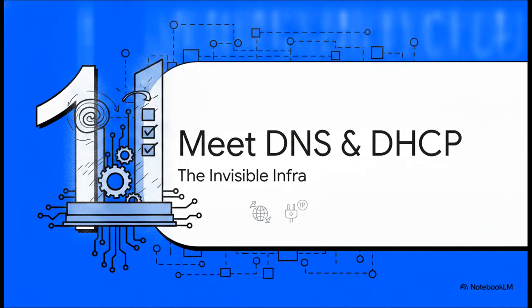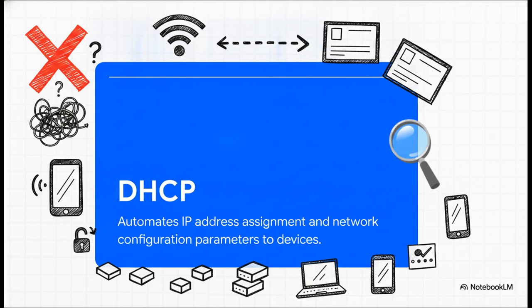Section 1. Meet DNS and DHCP, the invisible infrastructure. First up, DHCP, or Dynamic Host Configuration Protocol. You know that magic moment when you connect your phone to a new Wi-Fi network and it just works? You don't have to manually type in some crazy string of numbers to get online? Well, that's DHCP right there. It seamlessly hands out your digital identity the second you join a network. It automates your IP address, your subnet mask, and your gateway, completely eliminating the headache of manual IP conflicts.